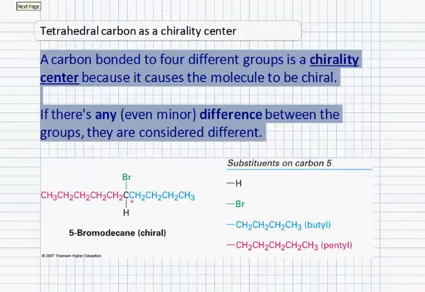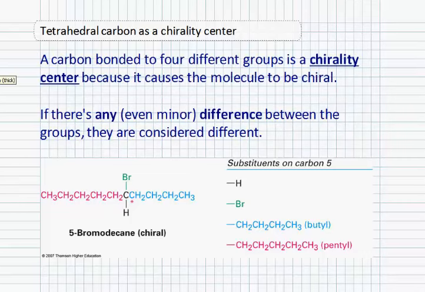So let's look specifically at how tetrahedral carbon factors into this. If we have a carbon that's bonded to 4 different groups, we call that a chirality center. And if there's one of those in the molecule, it will cause the molecule to be chiral. Okay? Any carbon that has a handedness to it, if there's one of those in the molecule, it causes the whole molecule to take on that handedness to it. So you have to look at the 4 groups that are attached.